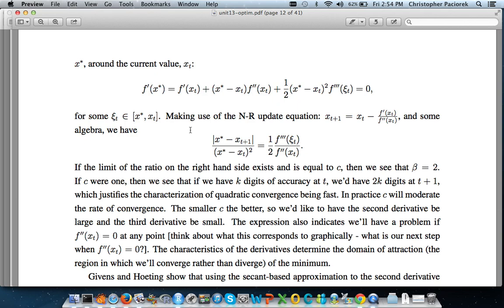So the nice thing about this is we have this quadratic convergence when it works, and obviously in general we want c to be small, just from the intuition that we worked out here. But the key thing is that beta is 2. Okay, so any questions about that?